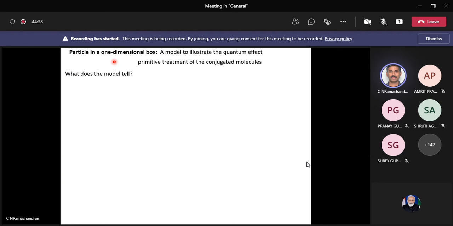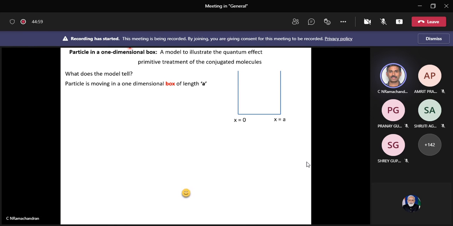So we will make just a skeleton today, because we won't have enough time to complete particle in a 1D box today. This model's skeleton we will make. The life we will give it in the next lecture. So today we are going to make a skeleton for this model. So what is this model?